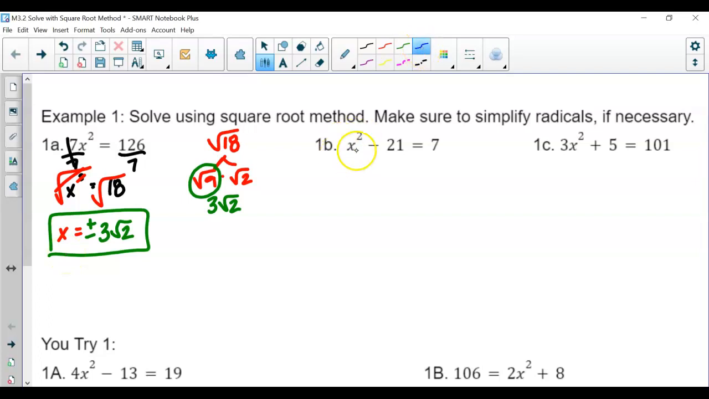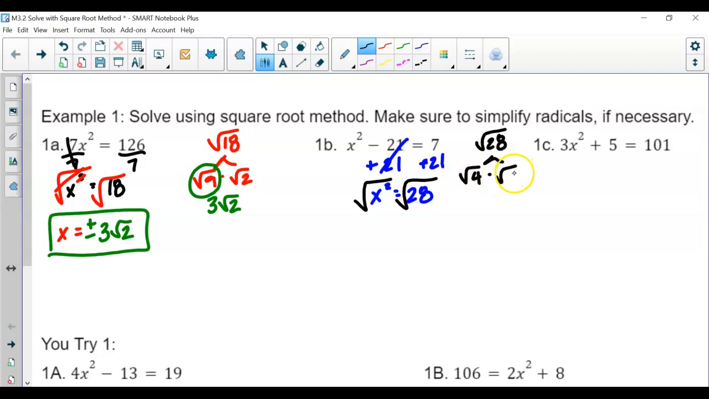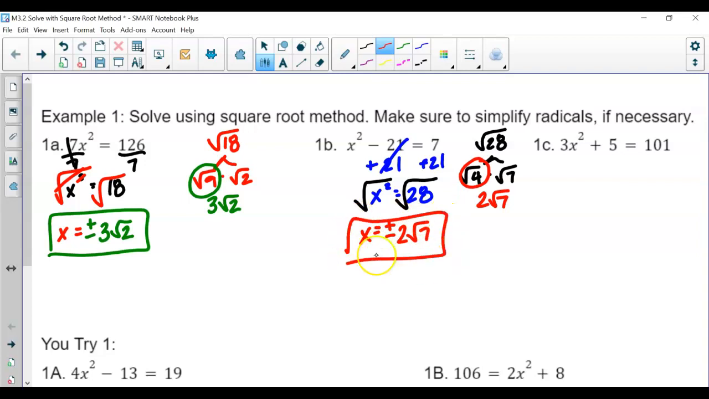So like the next one, we're again solving for x. Well, we're subtracting 21, so add 21 to both sides. X squared is equal to 28. Now take the square root. So can we simplify? Well, let's check. Is there a perfect square factor of 28? Yes, 4 and 7, because what is the square root of 4? 2. So 2 radical 7. So x is equal to plus or minus 2 radical 7.